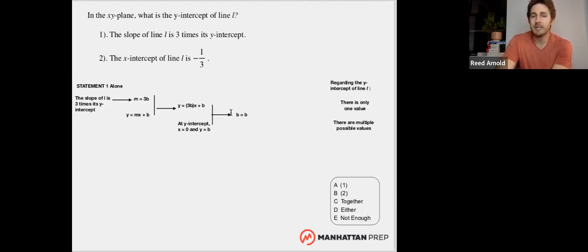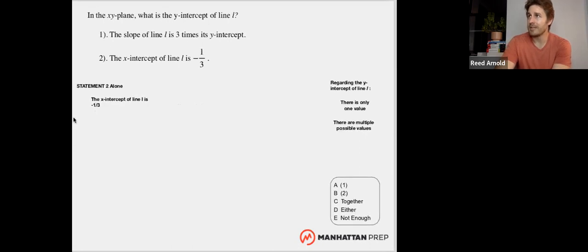And that tells me the very wonderful information, b is b, which is very boring and doesn't let me know what b is. It tells me b is what it is, but what is it? Could be 2 and 2, could be 3 and 3. B is b. Not enough to answer the question. So I would get rid of A and D.